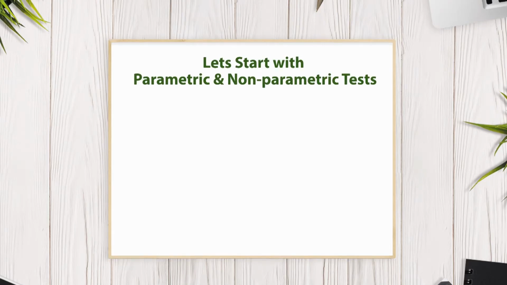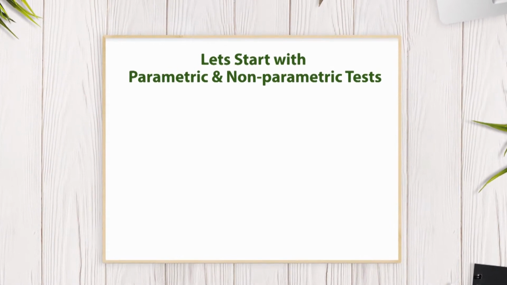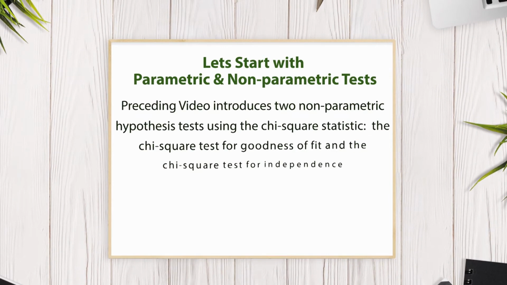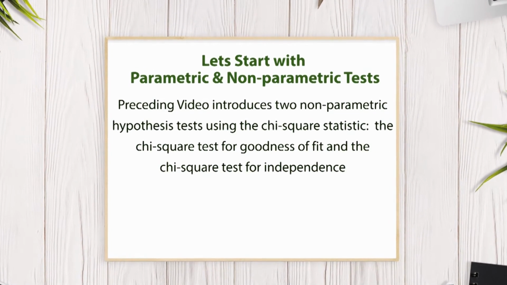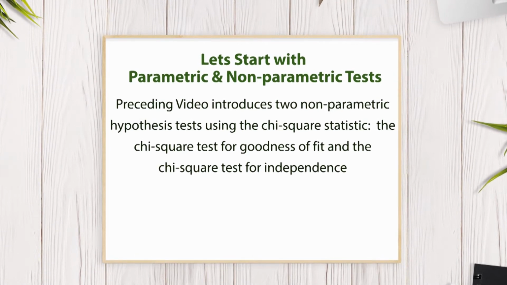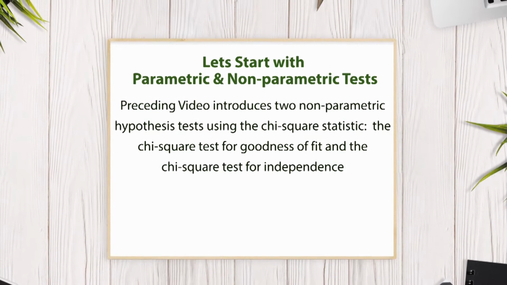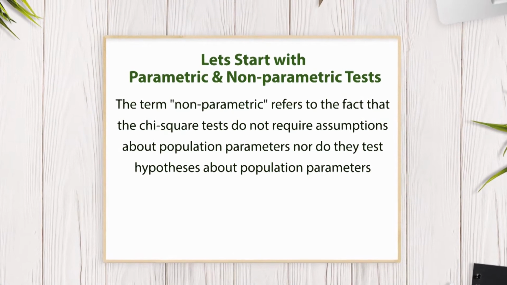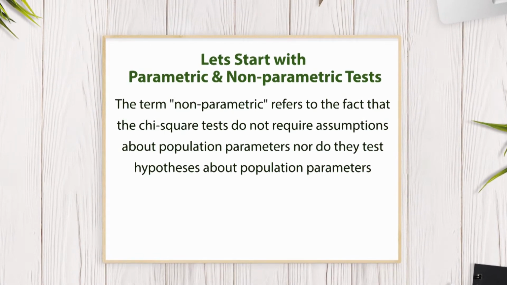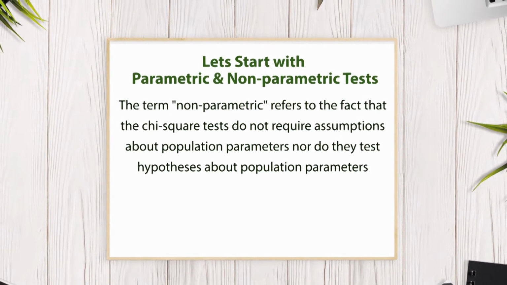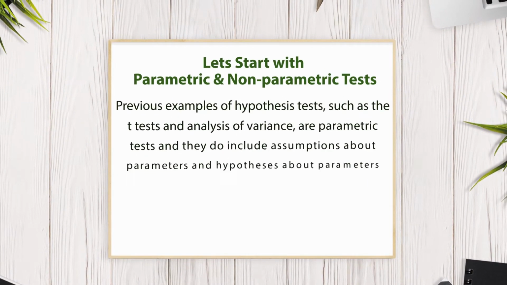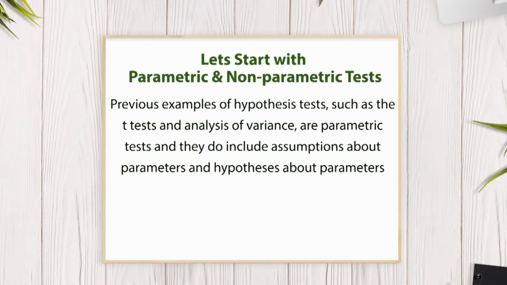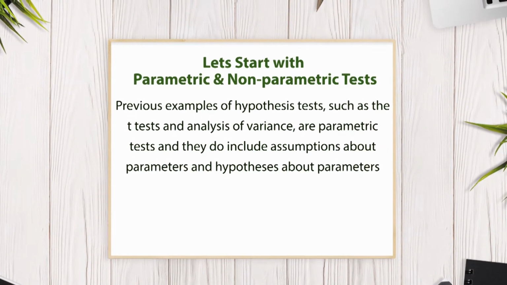Anyway, let's start with non-parametric and parametric tests. We have had an elaborate session on parametric and non-parametric tests, and the preceding video introduced two non-parametric hypothesis tests using the chi-square statistic, the chi-square test for goodness of fit and the chi-square test for independence. The term non-parametric refers to the fact that chi-square tests do not require assumptions about population parameters, nor do they test hypotheses about population parameters. Previous examples of hypothesis tests such as the t-test and analysis of variance are parametric tests, and they do include assumptions and hypotheses about parameters.